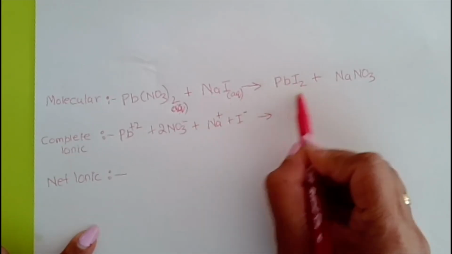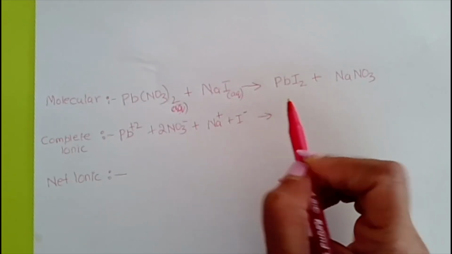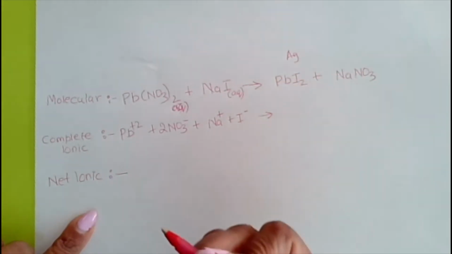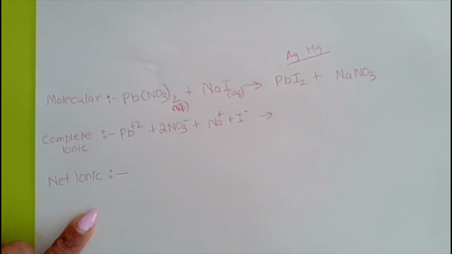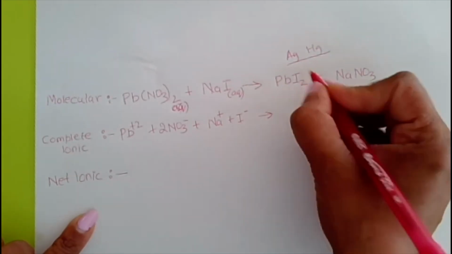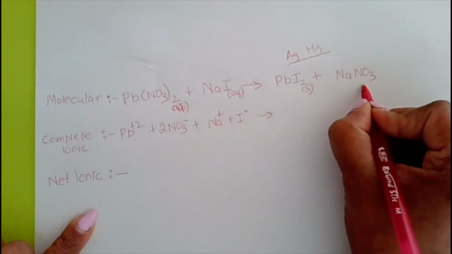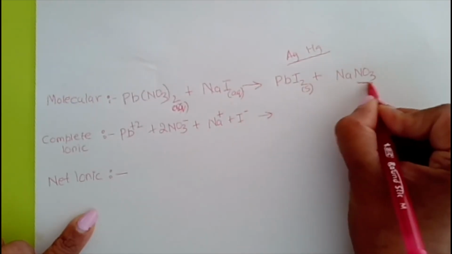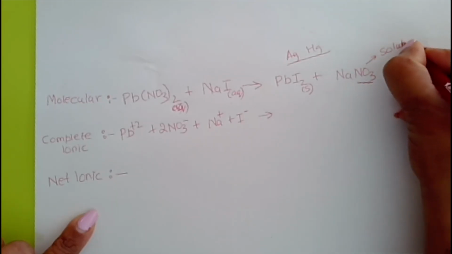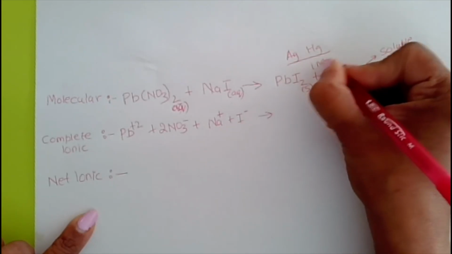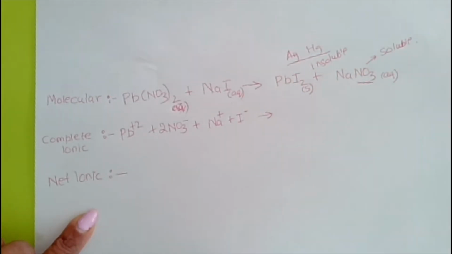The lead compounds, the halides of lead, and which are the other ones that you need to know? Silver and mercury. These halides will always form a precipitate. What does it mean that it's going to form a precipitate? That the phase of this one is going to be solid. What you need to know about the nitrates, this is another solubility rule that everybody needs to remember, is that all the nitrates are always soluble. And if this is insoluble, what does that mean? Insoluble is telling you the phase is solid, this one is aqueous.